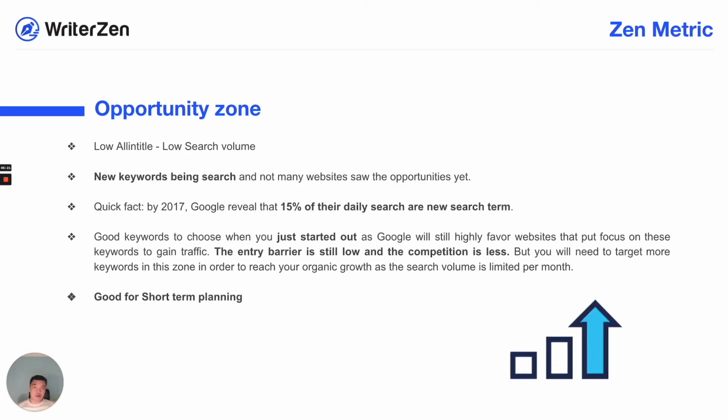For example, you find 1,000 of this keyword, you can simply go target them all. And if you can target 1,000 of this keyword, you will already pick out the low-hanging fruit in a very easy way. But make sure the keyword is in the opportunity zone, because low on-title, low search volume keywords are very good for very short term and good planning. And if you invest in it long enough, it is also really good for your long-term planning as well.